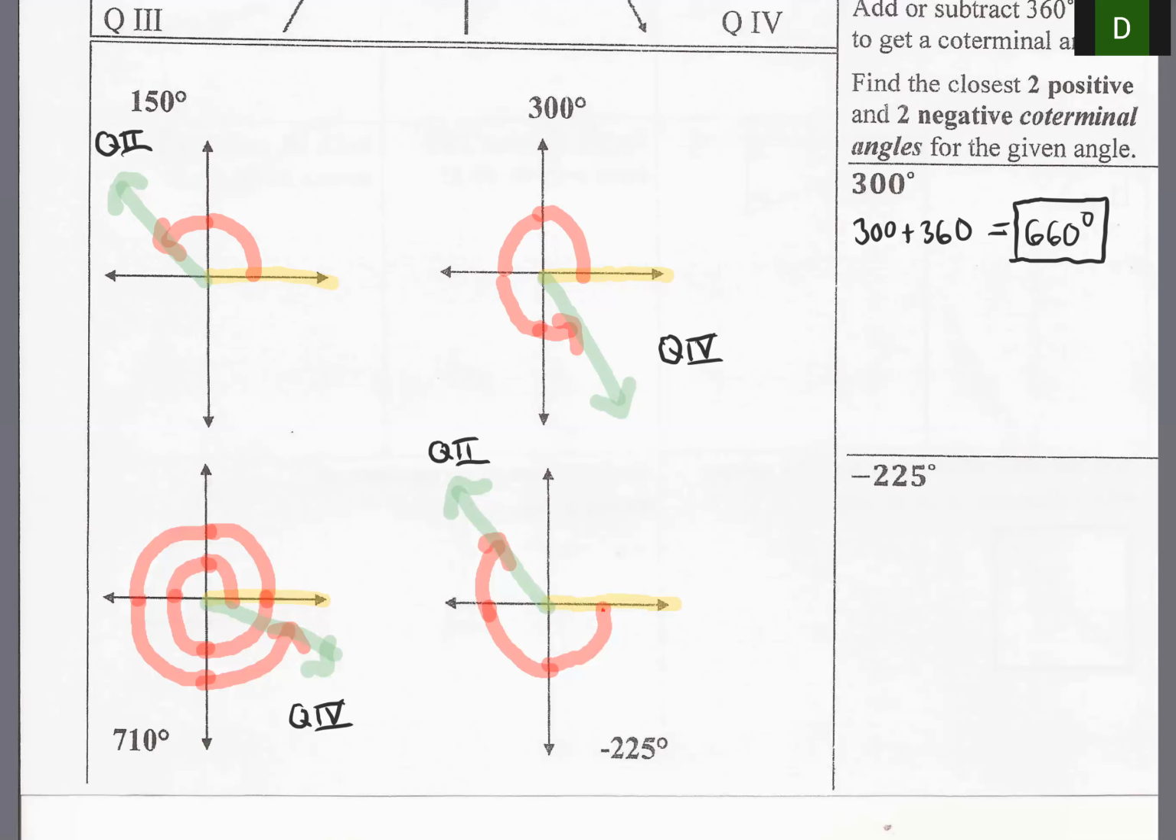Okay, so then over here, if you want another positive coterminal angle, you just take 660 and add 360 again. So this is going to give you 1020. So all 3 of these angles have the same terminal side, the same green arrow. It's asking for 2 positive and 2 negatives. So if you want to get negatives, you take 300 and you subtract 360.